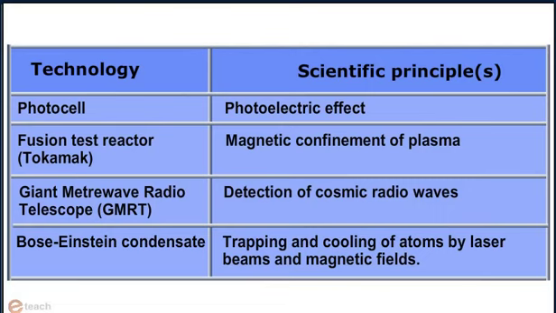Giant meter wave radio telescope is based on detection of cosmic radio waves. Bose-Einstein condensate is based on trapping and cooling of atoms by laser beams and magnetic fields.